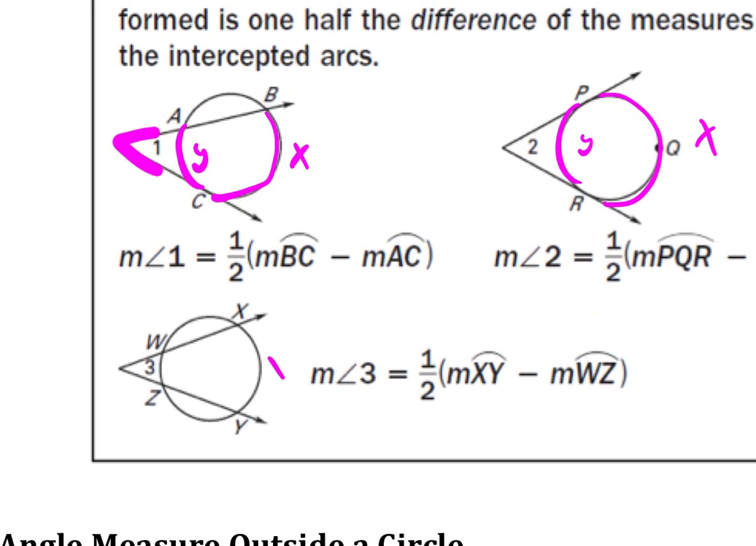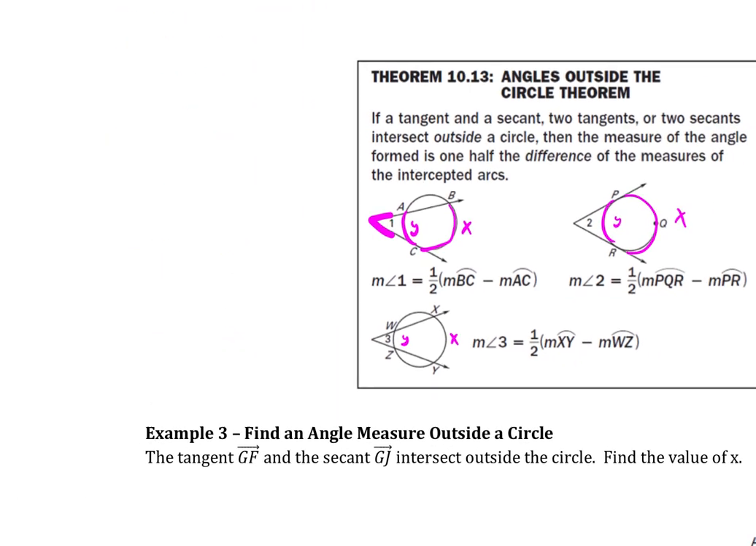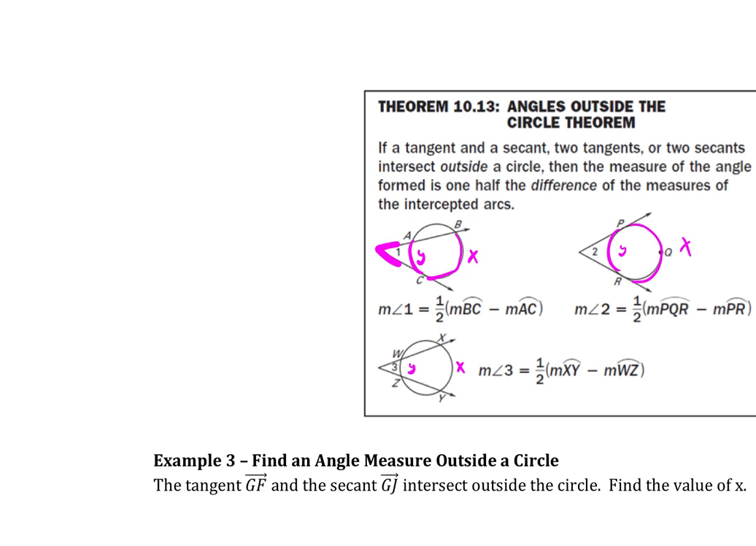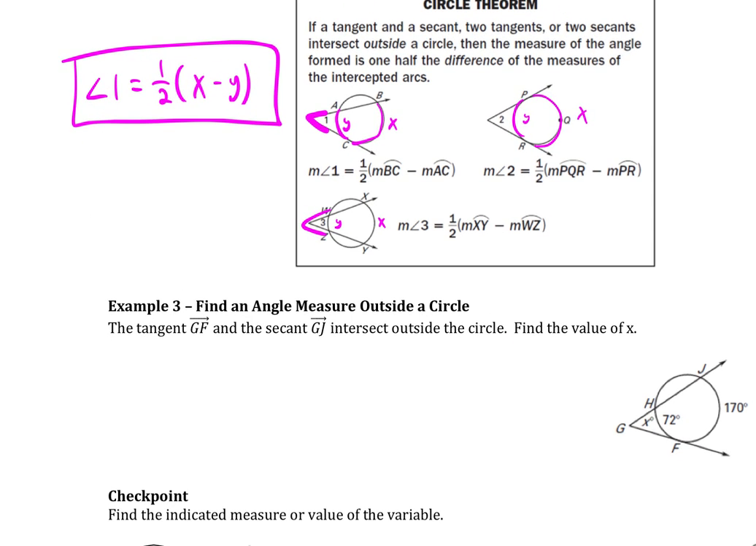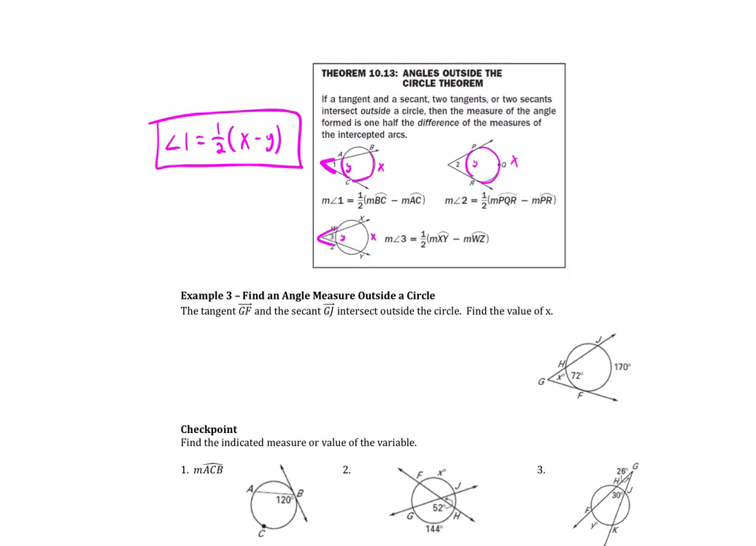Same thing down here, we've got x and y, okay? So the trick is the angle, or angle 1 here, would be 1/2 of x minus y. So the angle is outside the circle, which it is. These are all outside the circle. It's going to be subtraction, and when it's inside the circle, it's going to be addition. Okay, but the same thing where they're lined up with it. All right. If you would like to try number 3 before we go through it, feel free.